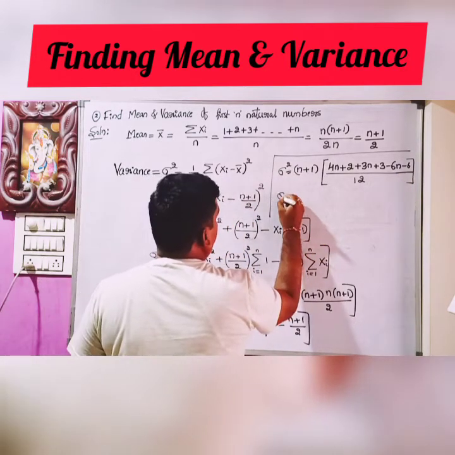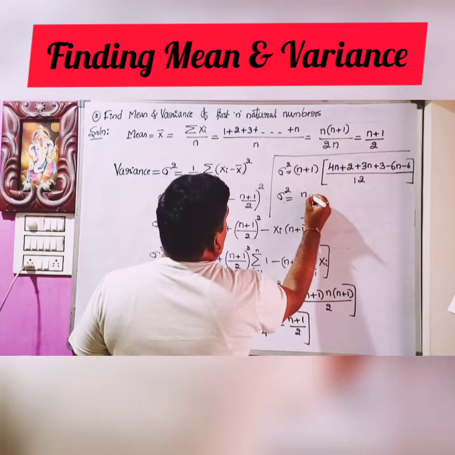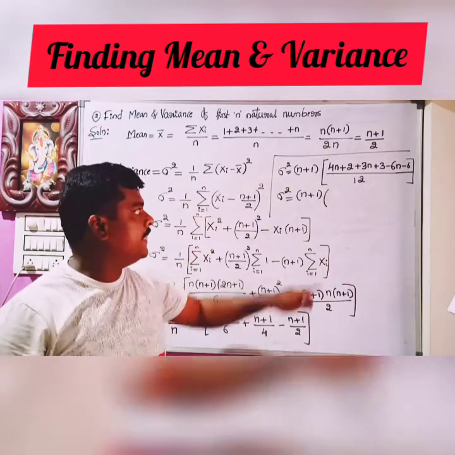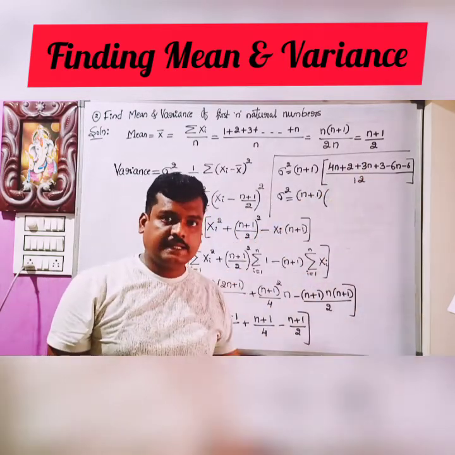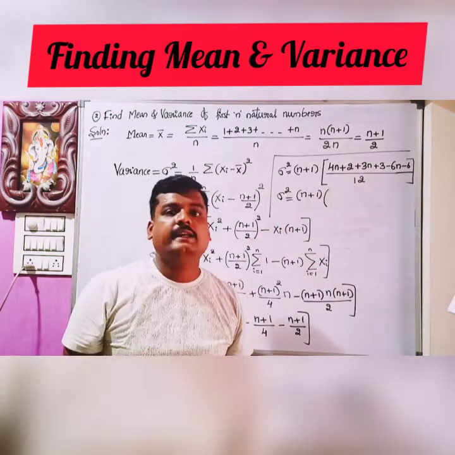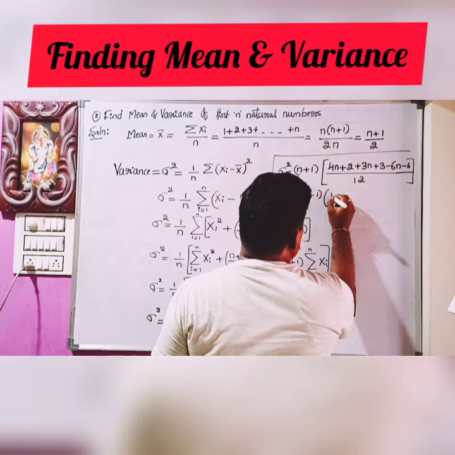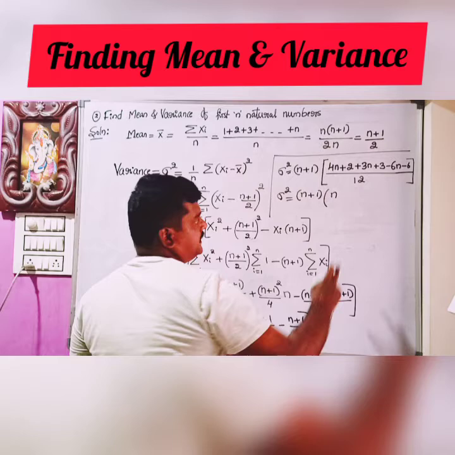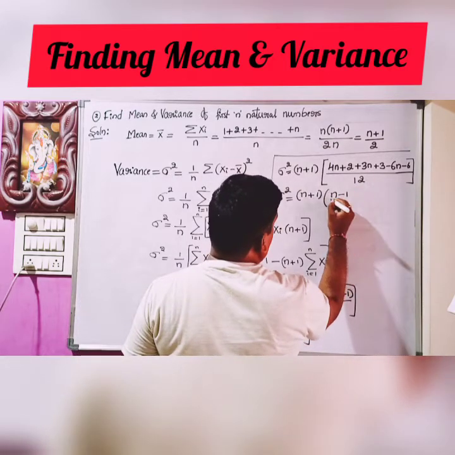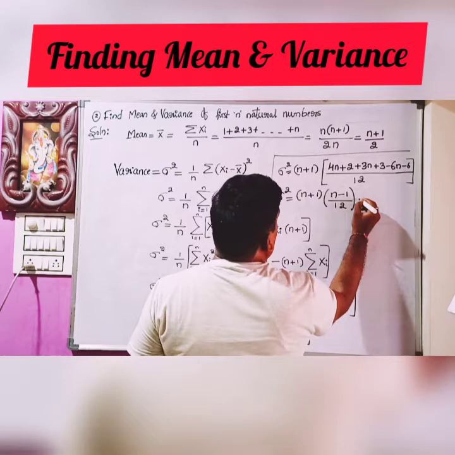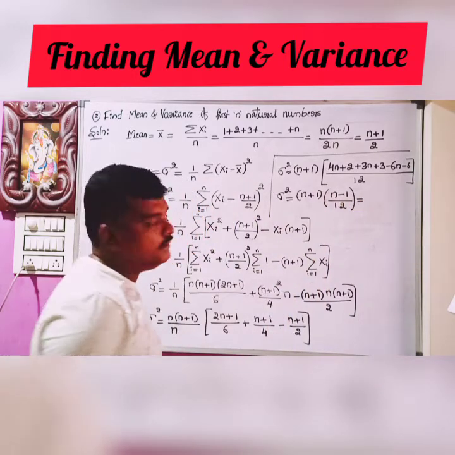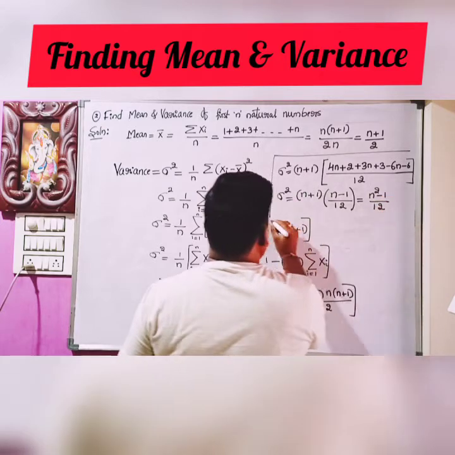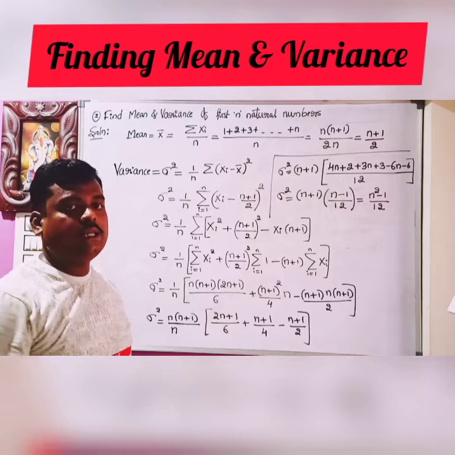Now if you simplify, n plus 1 is outside the bracket, and inside the bracket 4n plus 3n is 7n, 7n minus 6n is n. Then 2 plus 3 is 5, 5 minus 6 is minus 1, so n minus 1 divided by 12. n plus 1 into n minus 1 is n square minus 1 divided by 12. n square minus 1 divided by 12.